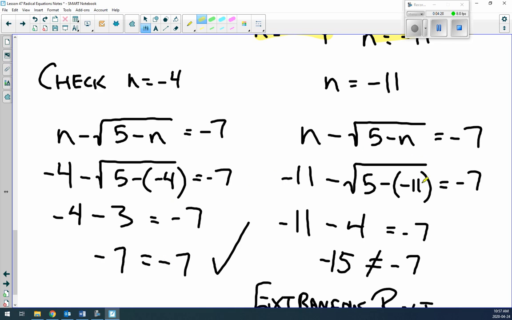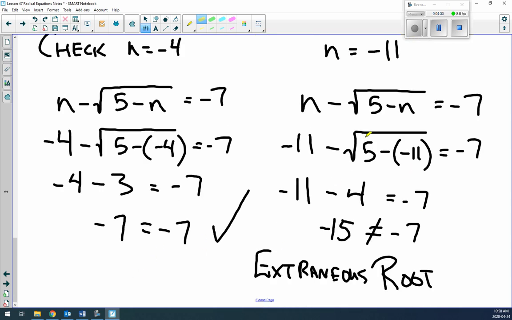Now, look at this one here. N equals negative 11. We plug it in. We do all the math. Negative 15 equals negative 7? No, that's not right. That doesn't equal. So we put in not equal to.